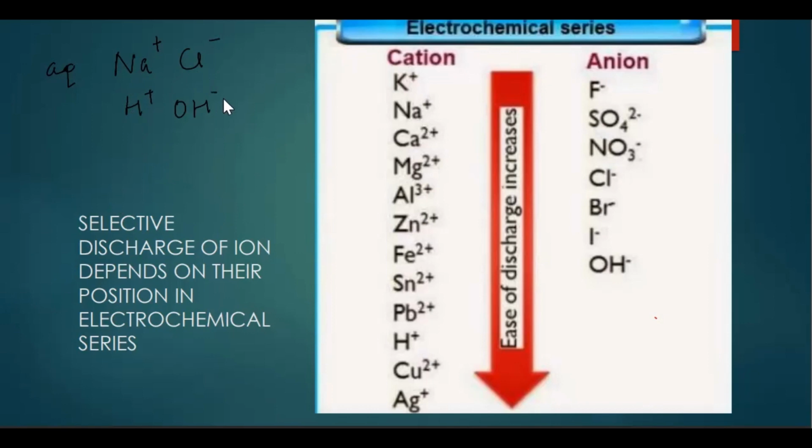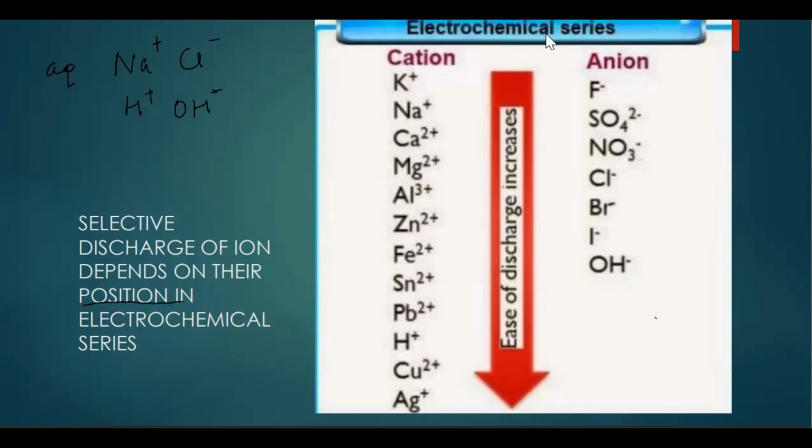Similarly, the ions like chloride and OH ions are both negatively charged. They both are anions, and they are said to be rival anions. They both will be moving toward the anode, and they want to be preferentially discharged. But the preferential discharge of the ions depends on their position in the electrochemical series.